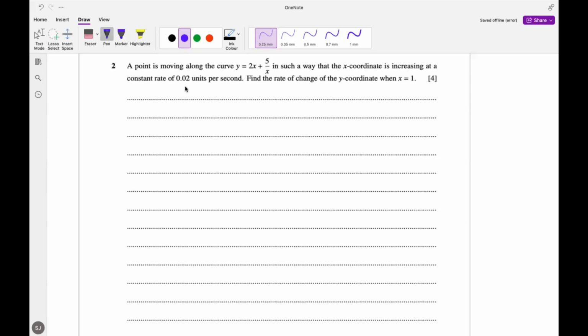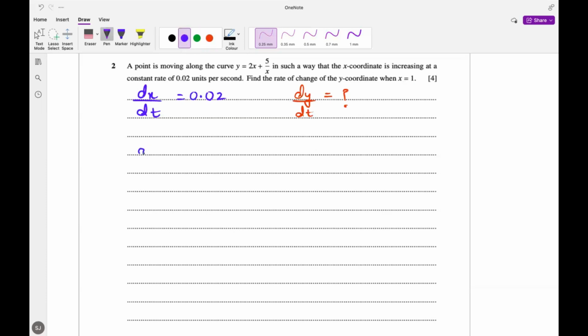In question 2, it says that a point is moving along the curve y = 2x + 5/x in such a way that the x coordinate is increasing at a constant rate of 0.02. Now, x coordinate increasing at a constant rate of 0.02 implies that dx/dt = 0.02. We have to find the rate of change of y, which means dy/dt is unknown. And the value of x is given as 1.